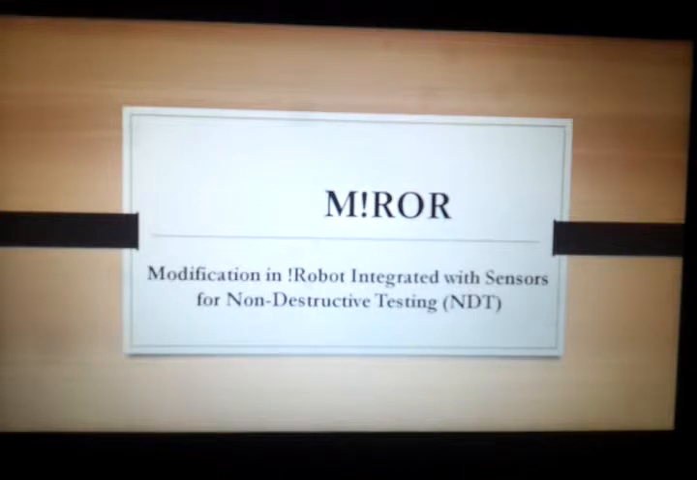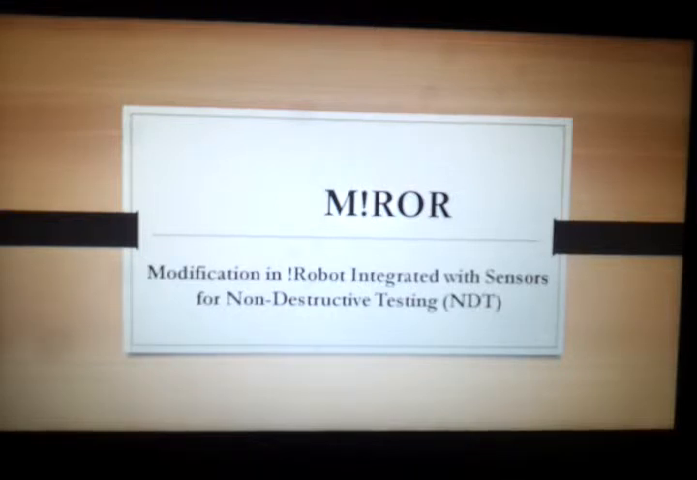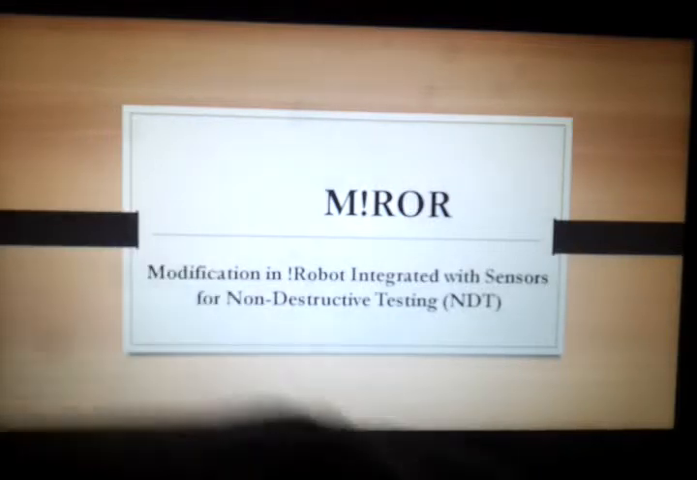Now, talking about Project Mirror. First and foremost question arises, what is Mirror? So Mirror is a modification of iRobot integrated with sensors for non-destructive testing. It's a system which is integrated with both sensors and electronics, just to evaluate a defect by using non-destructive testing techniques.